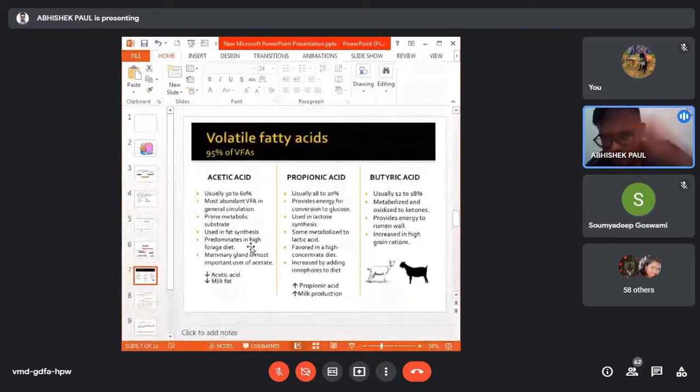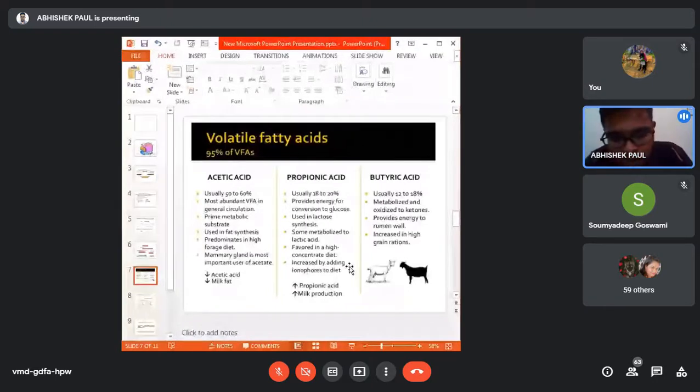Drop means reduce. Then propionic acid. This propionic acid is used in lactose synthesis and favored in a high concentrate diet. Suppose you are offering a high amount of concentrate, then propionic acid production will also increase. As a result, lactose will increase, and as you know, water follows the direction of the lactose. If lactose is more in the udder, then more water will also come into the udder to balance the osmolarity on both sides.